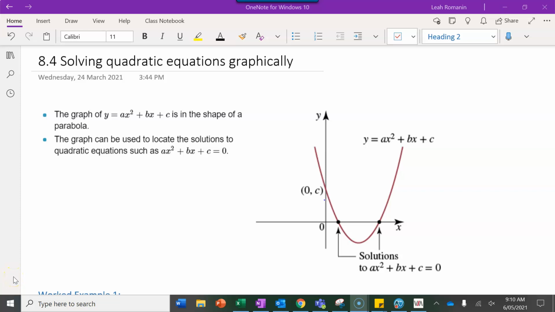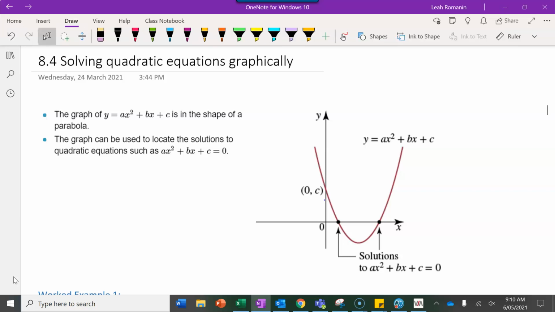So today we're looking at solving quadratic equations graphically, which means that we are going to be solving our equation of whatever our quadratic is equals 0 and looking at how we can get that solution on our graph. So this ax squared plus bx plus c, this is our general equation for a parabola. And that is how we say it.